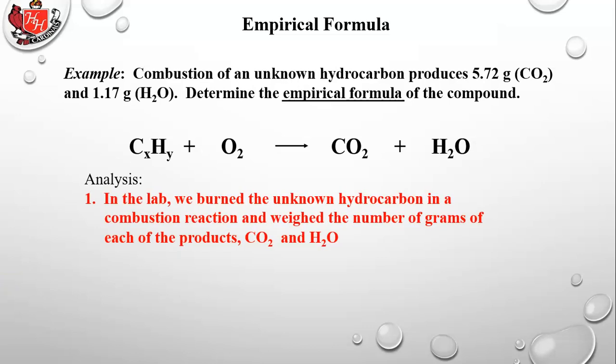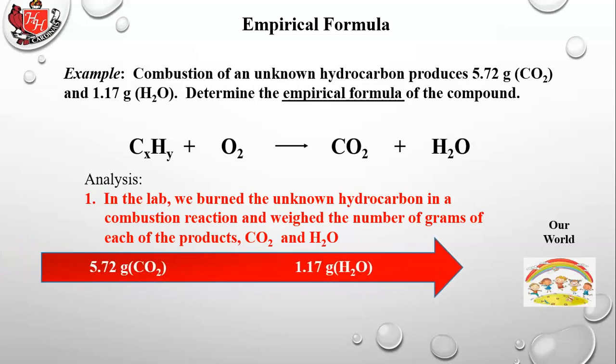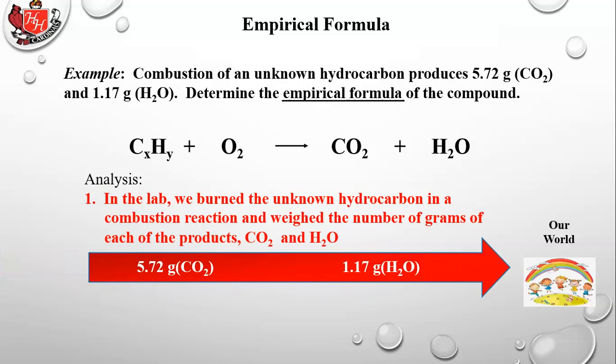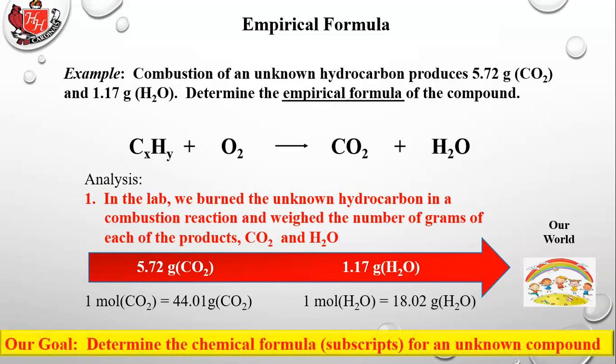Okay, so the analysis is, in the lab, we burned the unknown hydrocarbon in a combustion reaction and weighed the number of grams of each of the products, CO2 and H2O. Okay, so here's our world, and we're able to measure the mass of the output, the products of that reaction. Then we can use our periodic table to come up with the molar mass for each of those compounds. CO2 is 44.01 grams, and H2O is 18.02 grams per mole. So again, our goal is to determine the chemical formula of the subscripts for an unknown compound.